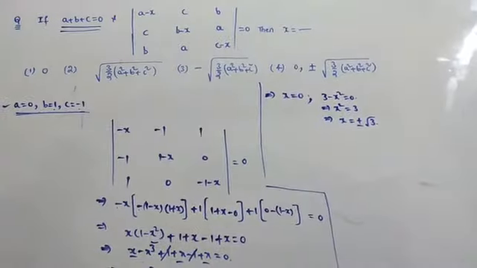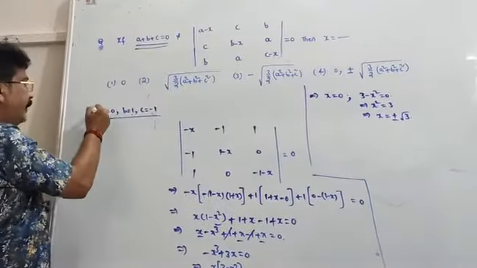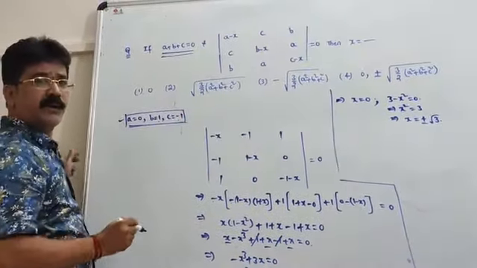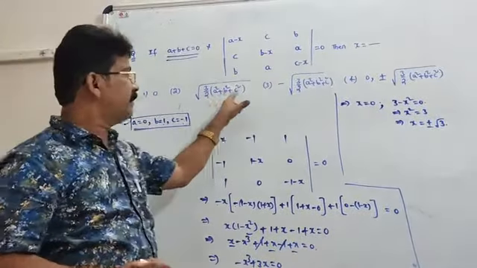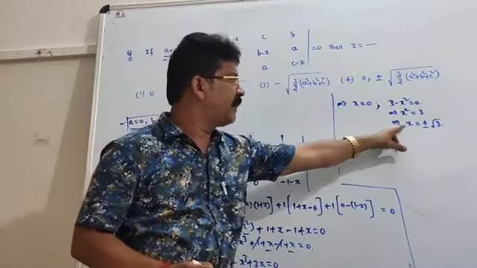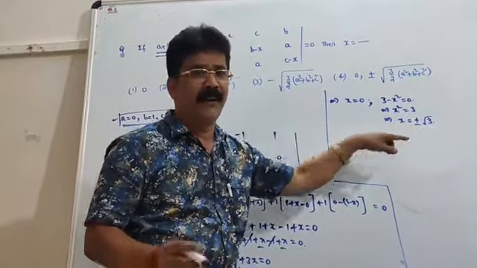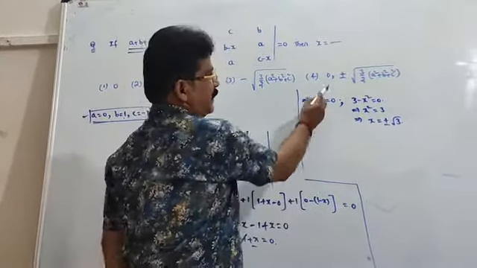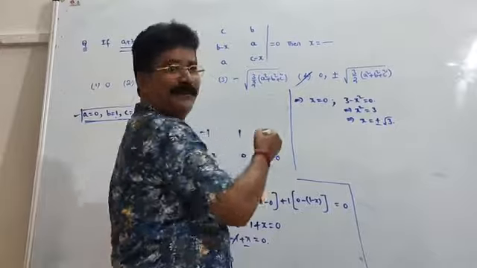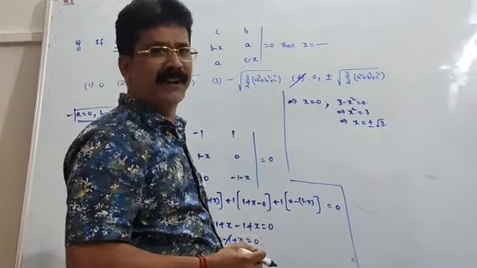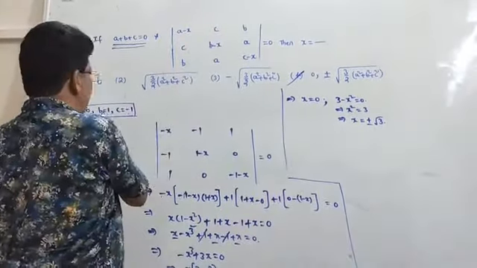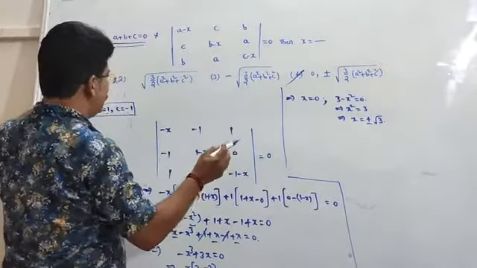Therefore I am asking, by putting a equal to 0, b equal to 1, c equal to minus 1, which option will give x equal to 0 and x equal to plus or minus root 3? Bluntly we see that plus or minus is in the fourth option. Therefore the fourth option is right. Or you can put the values, for example 0, okay, it is okay.